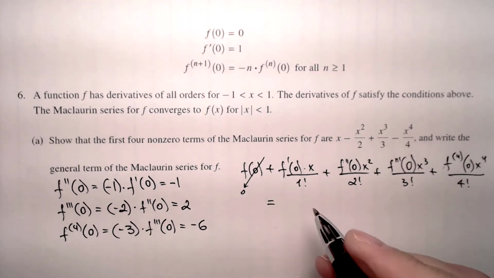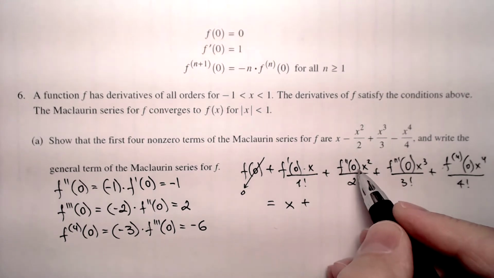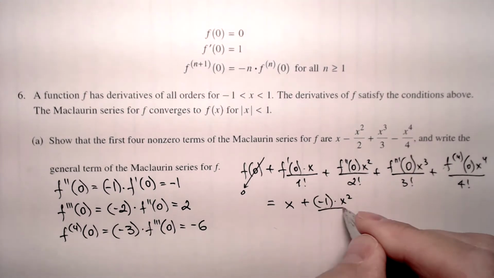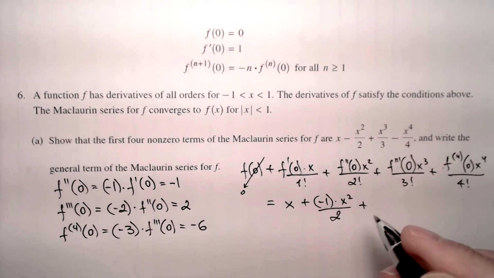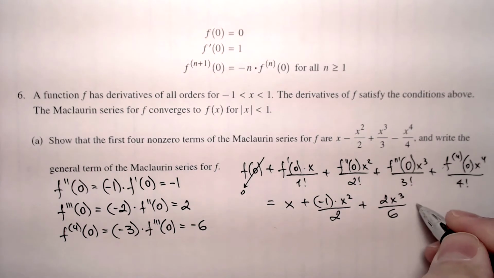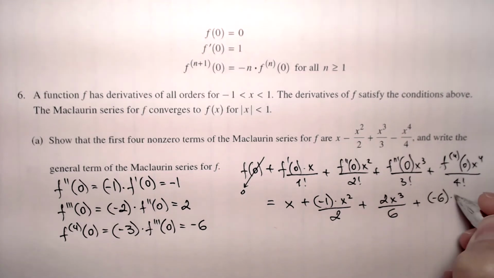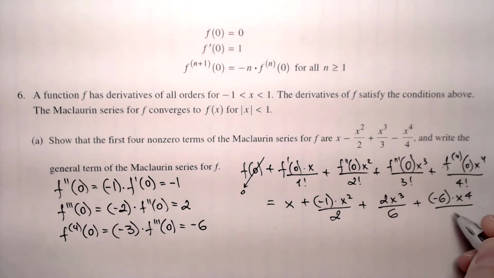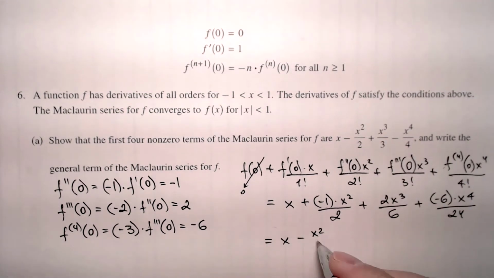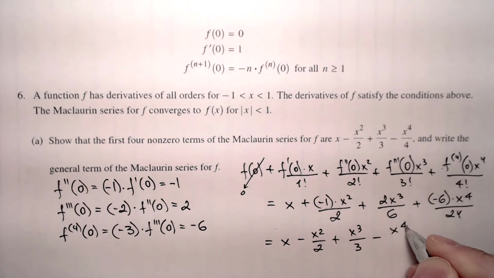the values. f prime of 0 is 1, so x over 1 factorial is x, plus the second derivative at 0 is negative 1 times x squared over 2 factorial, plus the third derivative is 2 times x cubed over 3 factorial, which is 6, and then plus the fourth derivative, negative 6, times x to the fourth power over 4 factorial, which is 24. Simplifying this gives us exactly what we are being asked: x minus x squared over 2 plus x cubed over 3 minus x to the fourth over 4.